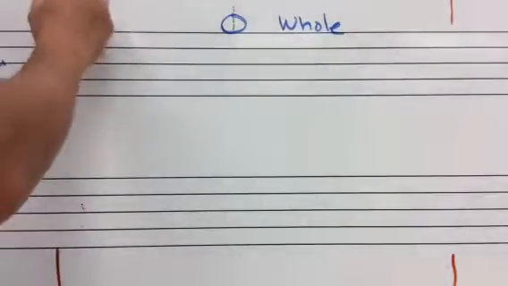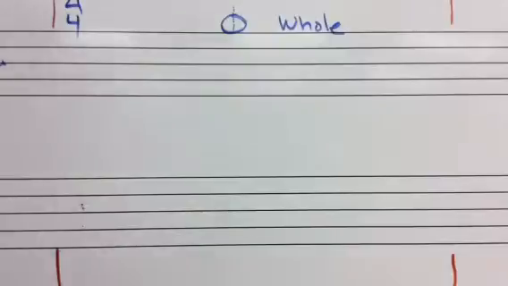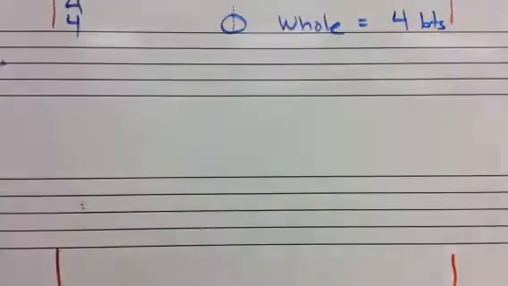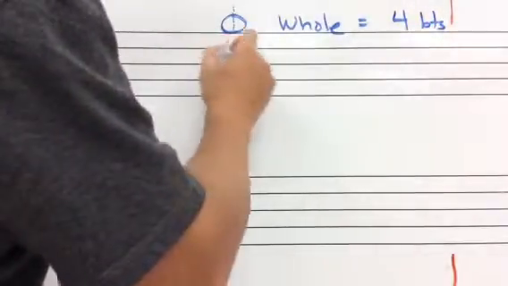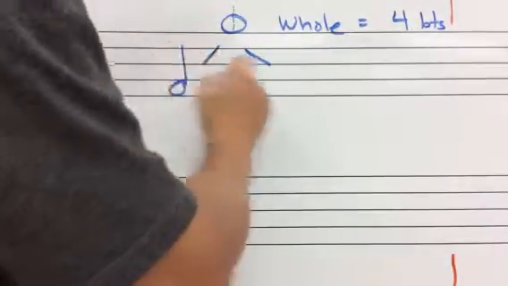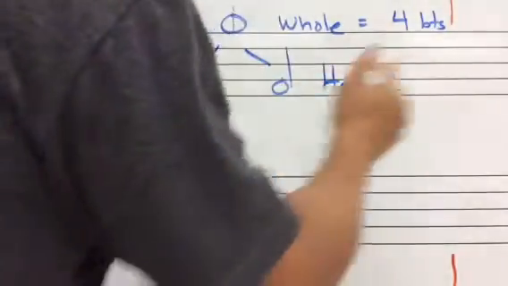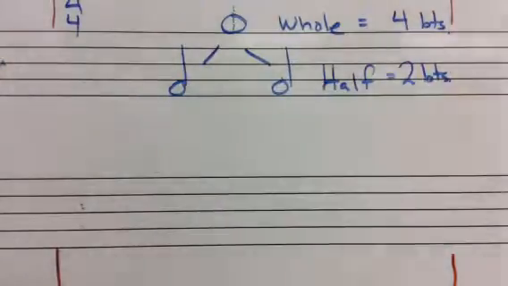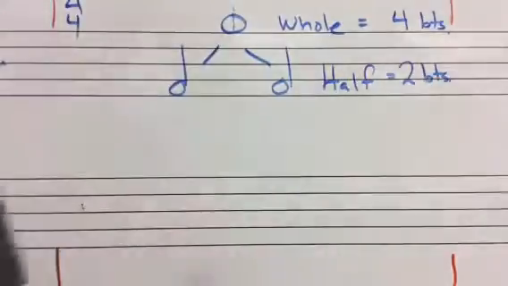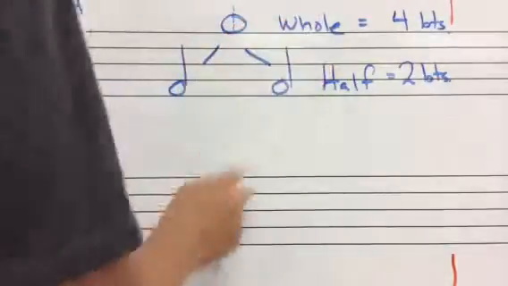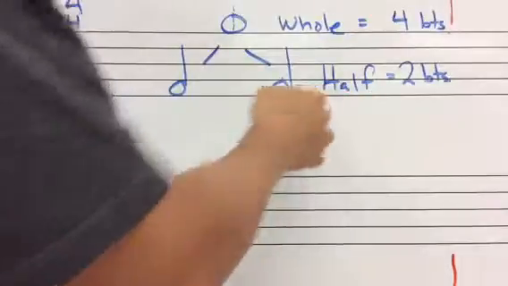Let's just assume there's going to be 4 beats in a measure. Let's say this whole note, typically, is equal to 4 beats. If we break this whole note into 2 pieces, we get 2 half notes, and they're both equal to 2 beats each. 2 plus 2 still equals that. So that's why a whole breaks into 2 half notes.